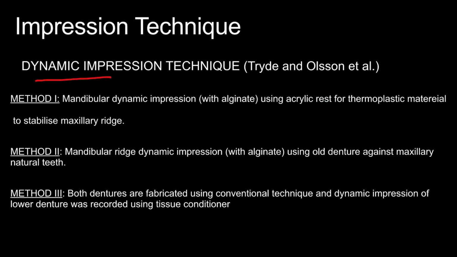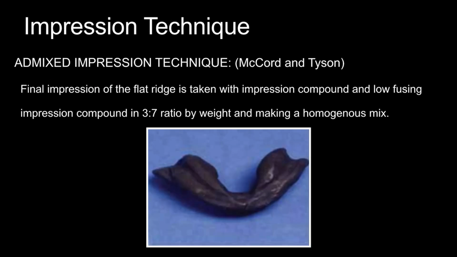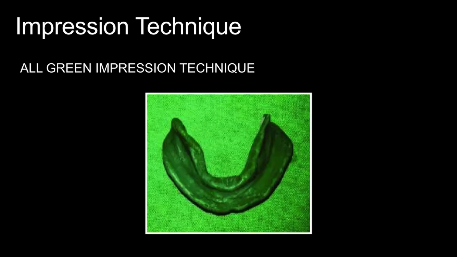Next is the dynamic impression technique by Tried and Olson, where three methods are given according to the different situations, where mandibular dynamic impression is taken by alginate in first two techniques and by the tissue conditioner in the third technique. Next is the admix impression technique, where the main consideration was given to the impression material. Here 3:7 ratio used for the impression compound and low fusing impression compound. Next is the all green impression technique where low fusing impression compound was used.